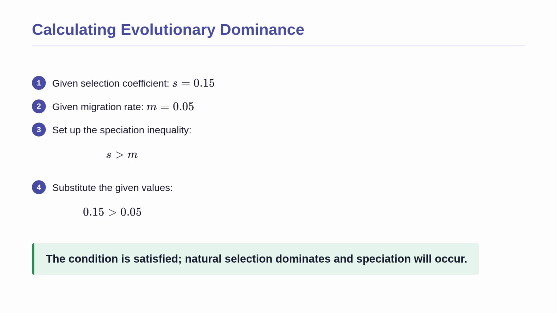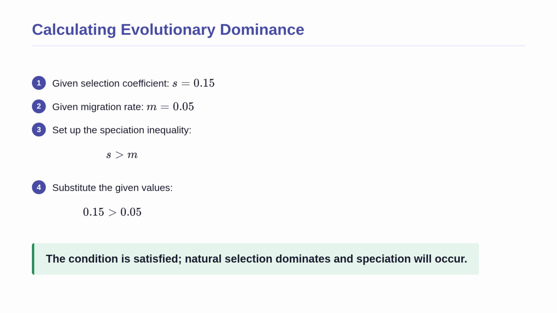Let us apply this inequality to a specific scenario to see which evolutionary force is dominating. We're given a selection coefficient against hybrid offspring, S, equal to 0.15. We are also given a migration rate between the populations, M, equal to 0.05. We need to determine if these populations will successfully diverge into separate species. We set up our inequality, S is greater than M, and substitute our values. We get 0.15 is greater than 0.05.